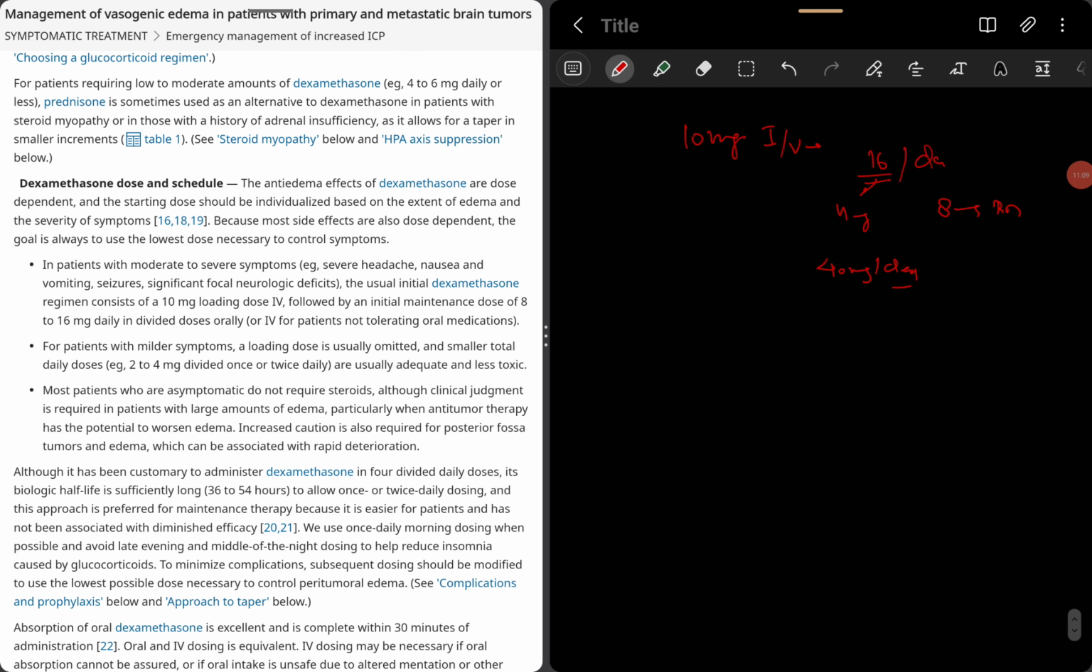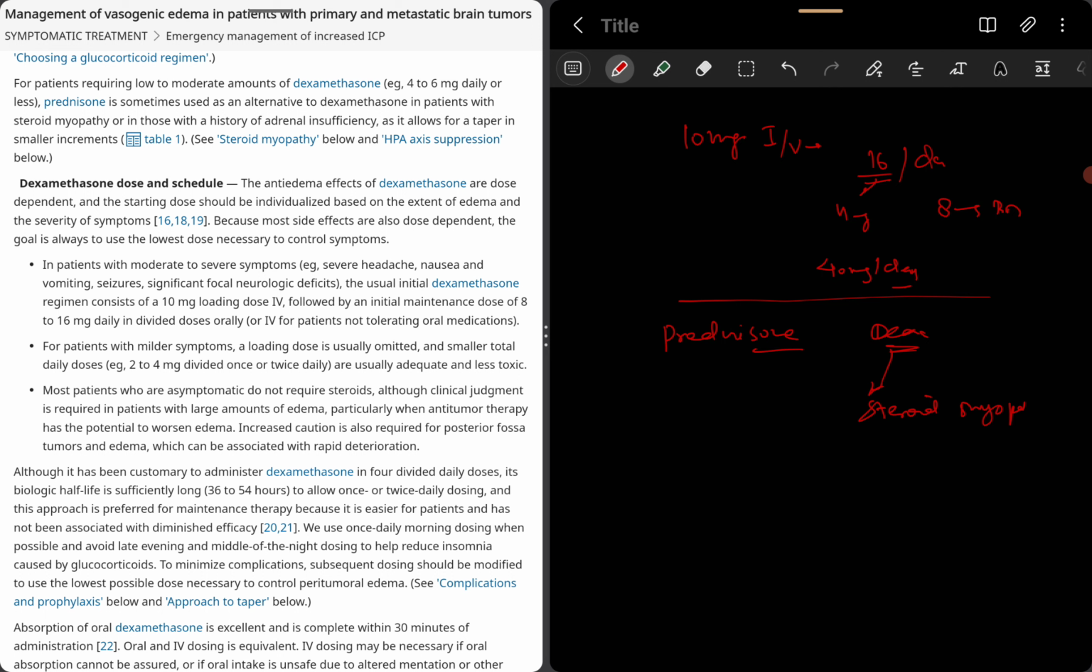Sometimes the use of dexamethasone is contraindicated, and you have to replace it with another steroid. In that case, we can use prednisone in place of dexamethasone. So contraindications of using dexamethasone are, like, if a patient has steroid myopathy. In such case, you cannot use dexamethasone. You have to use prednisone.